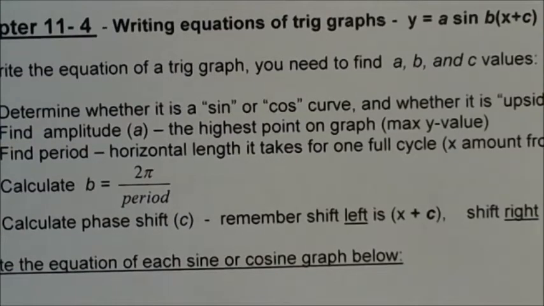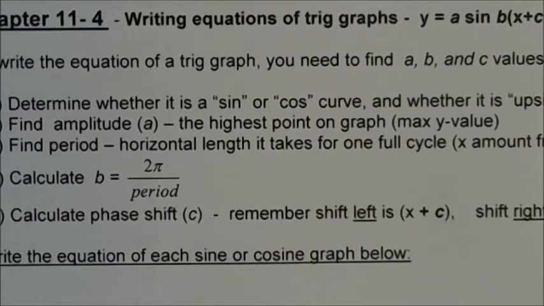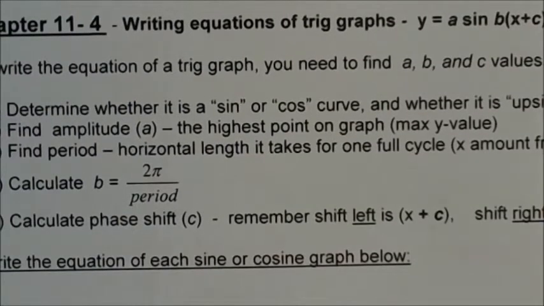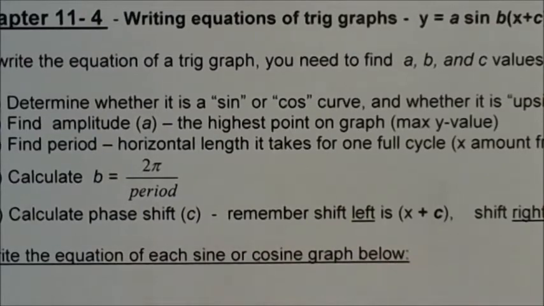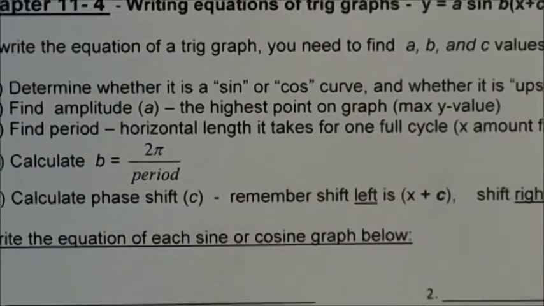Find the period, the horizontal length it takes for one full cycle. That's the x amount from start to finish of one full cycle. Calculate b, which is equal to 2 pi over the period, and then calculate the phase shift. Remember, shift left is x plus c, shift right is x minus c.